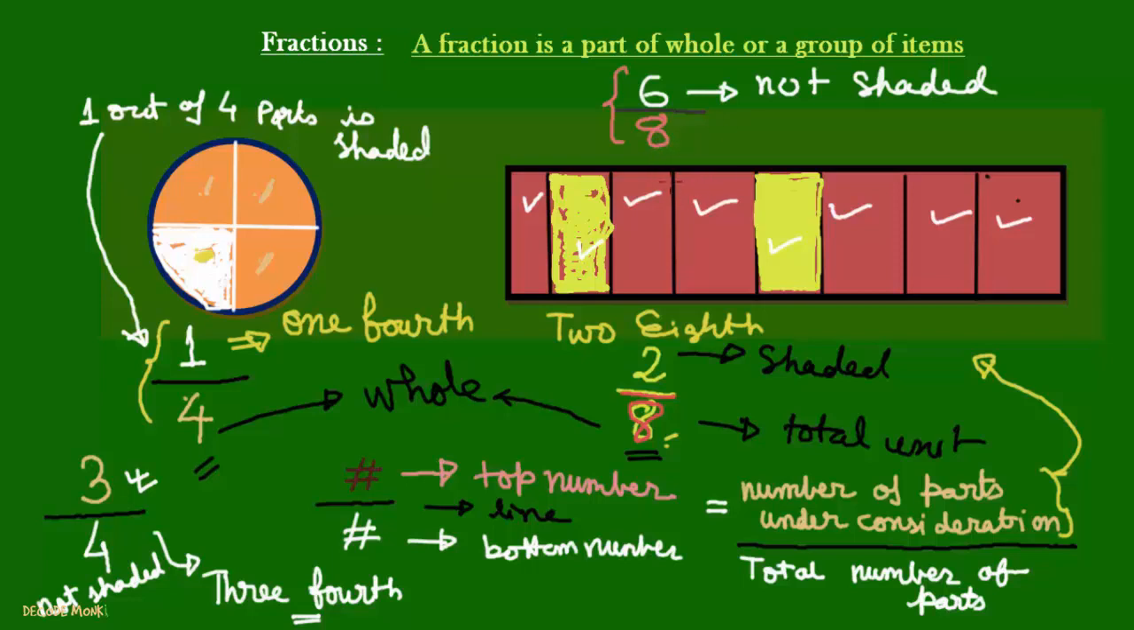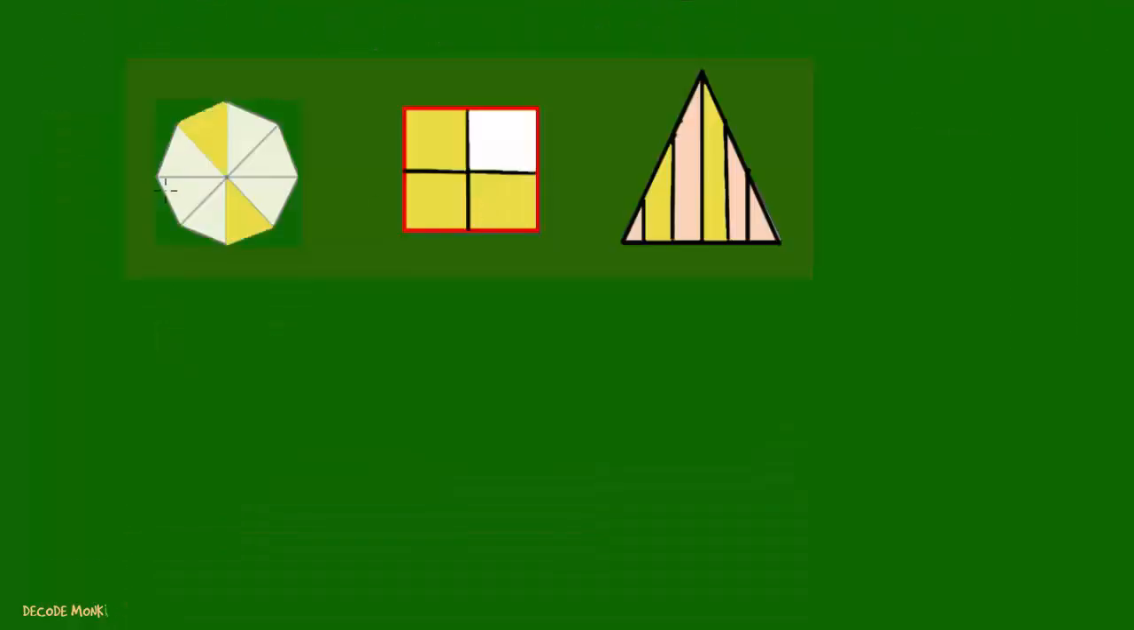I hope you have understood what a fraction represents. Now please try to figure out how much portion of these figures is yellow in color. I suggest you pause the video and check if you can solve that. This is an octagon, it has 8 sides: 1, 2, 3, 4, 5, 6, 7, 8. So there are 8 equal parts, and 2 out of 8 parts are yellow in color. So 2 upon the total number of parts, 8, represents the portion shaded yellow.